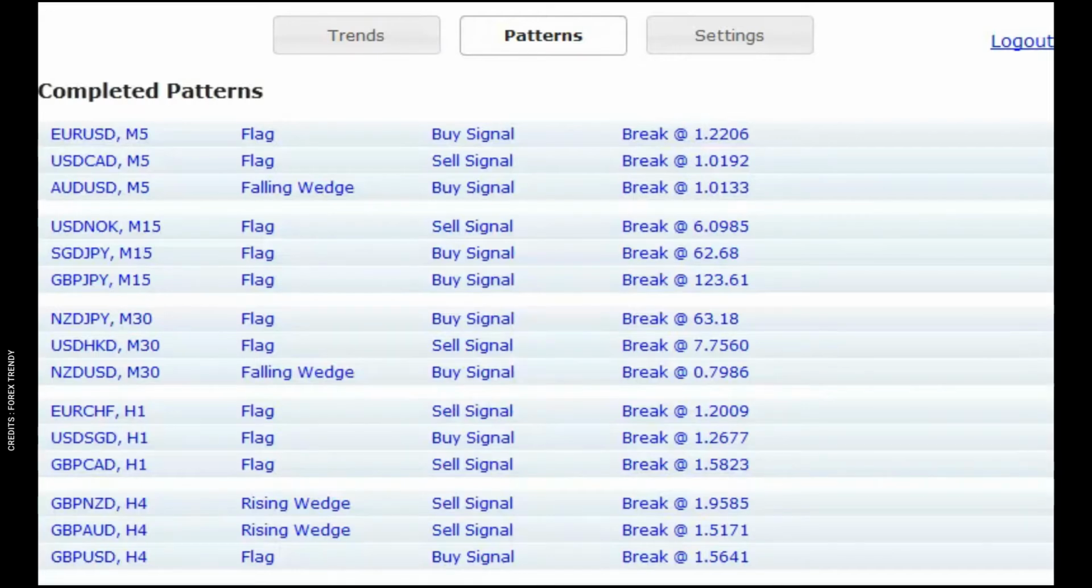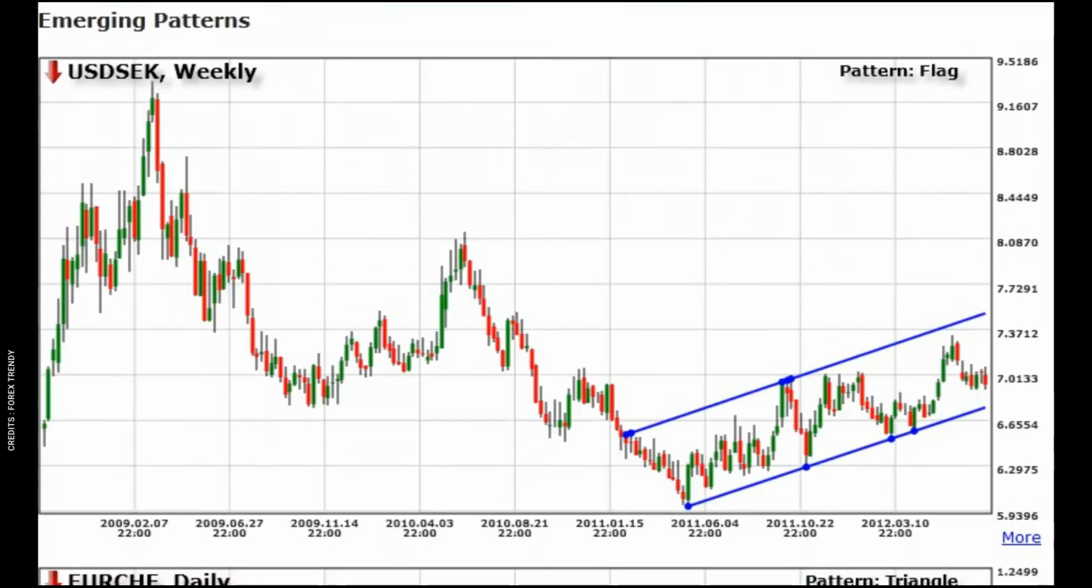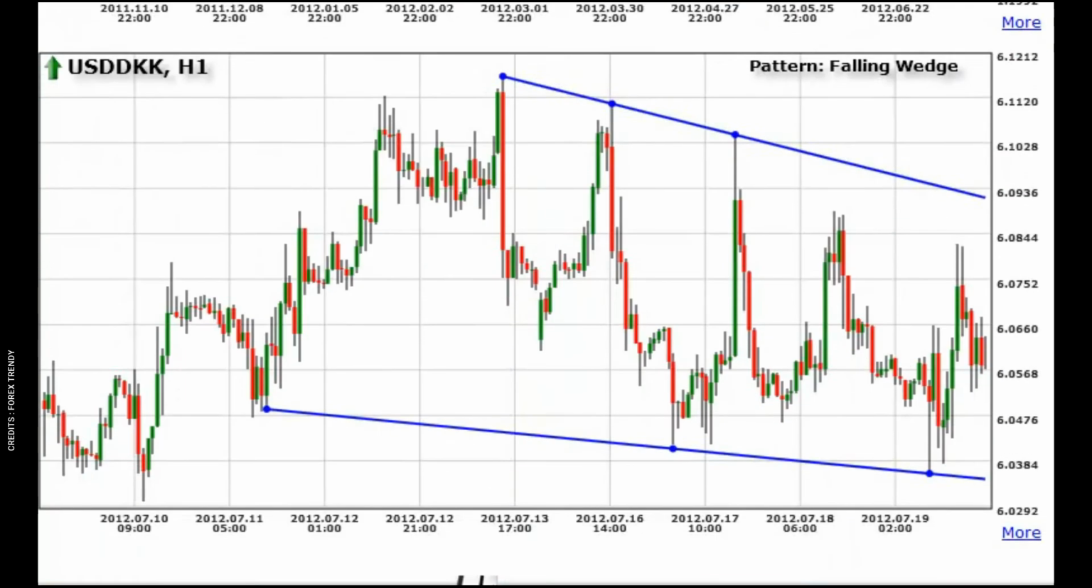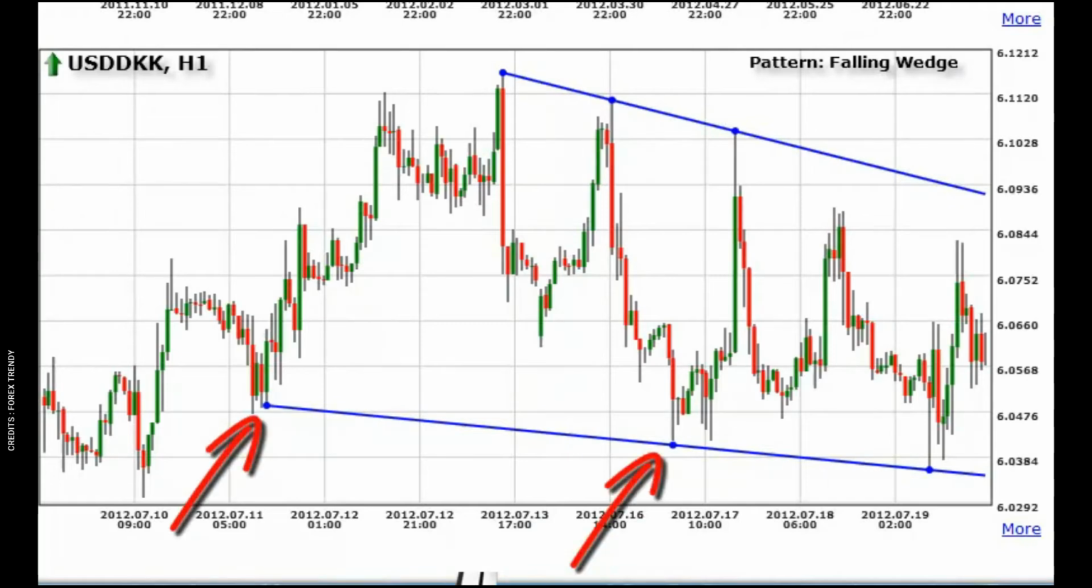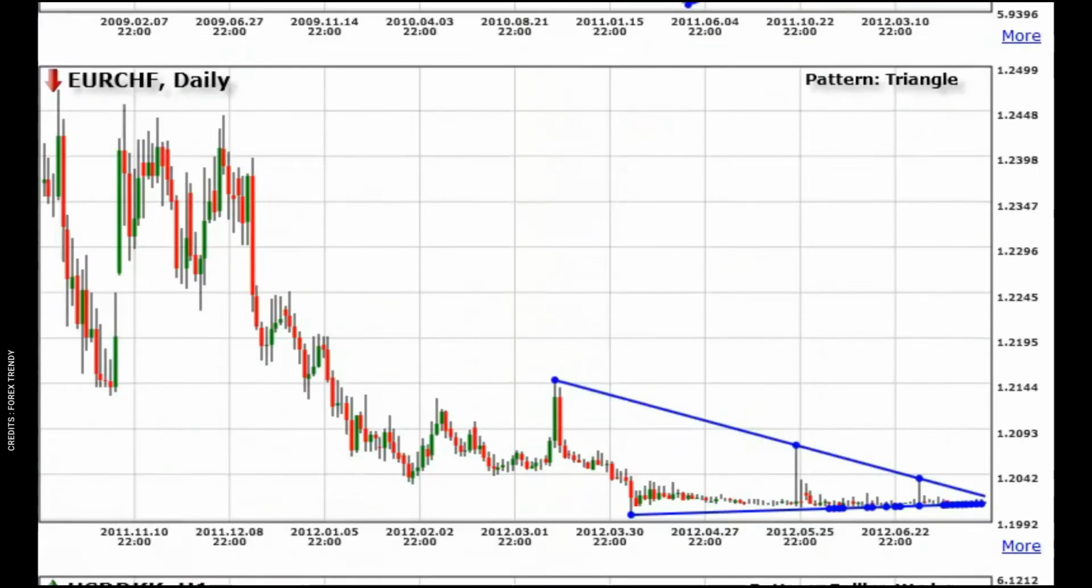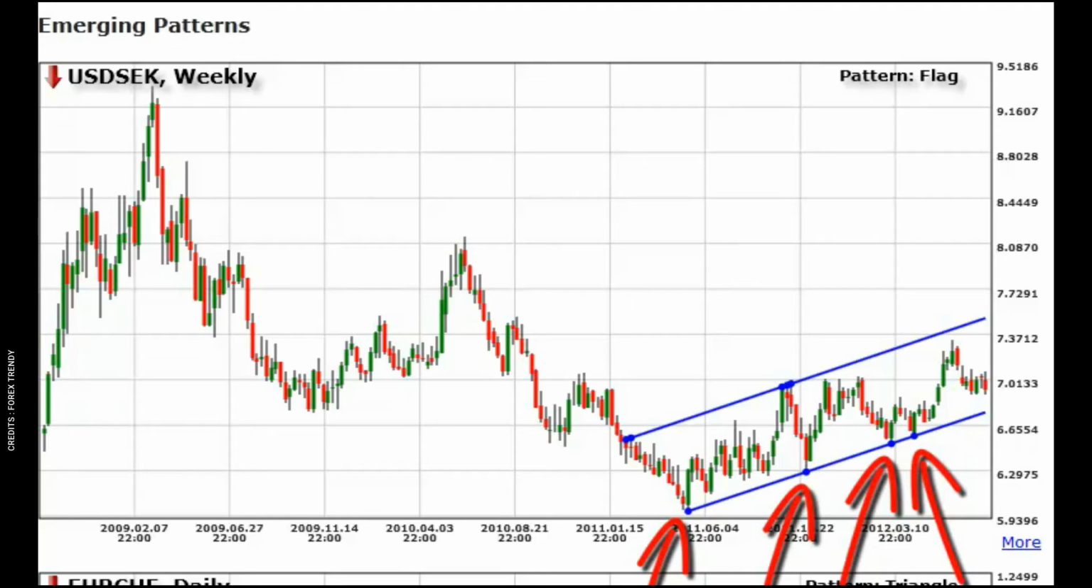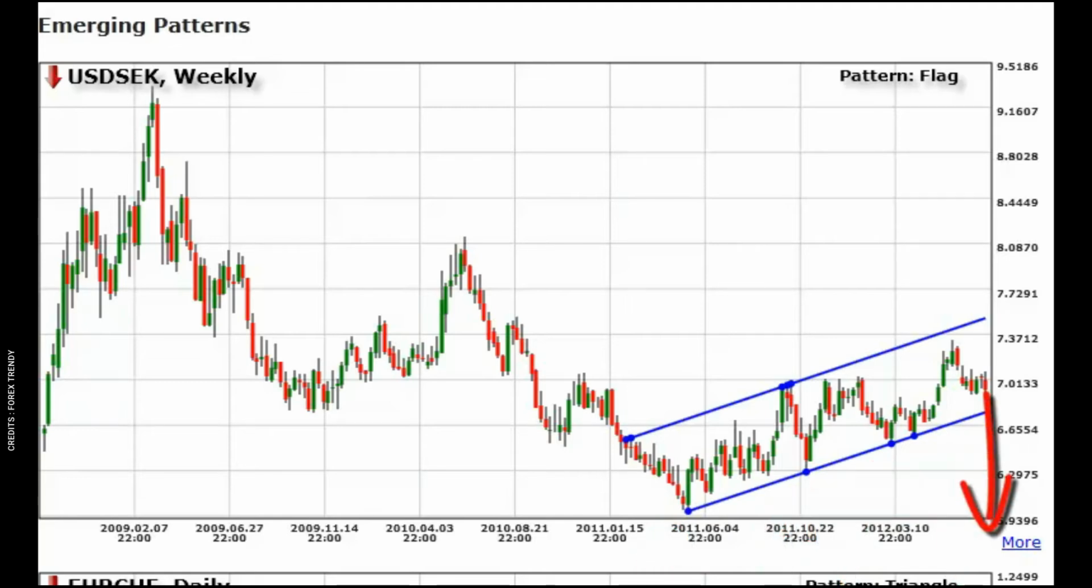Now let's look into patterns. And what you see are, believe it or not, the automatically recognized patterns. Here's the pair and the time frame. And the pattern name. Flag, triangle, falling wedge, and so on. Notice that there are often more than two touching points on the trend line. This is because the recognition algorithm is very good. When the price breaks through the trend line, it's likely to continue in the same direction. So you can enter the orders just above or below the trend line depending on the overall trend.